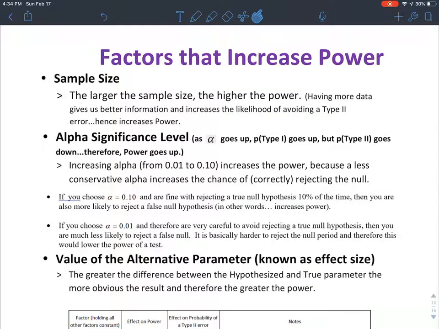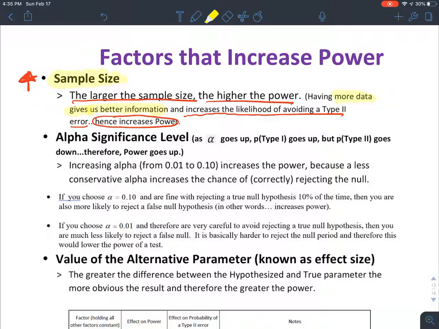Okay, so I want to talk about 3 things that really would increase power. And I see this a lot in multiple choice questions where they're wanting you to try to figure out what are some factors that you could do to increase the power of a significance test. And this one is kind of obvious, but one thing that you could always do is you could always increase your sample size, okay? And the idea behind this is the more data that you're using, the better information you have, okay? So the larger the sample size, the higher the power of the test. That means you are increasing the likelihood that you are going to avoid a type 2 error, which in turn increases power, okay?